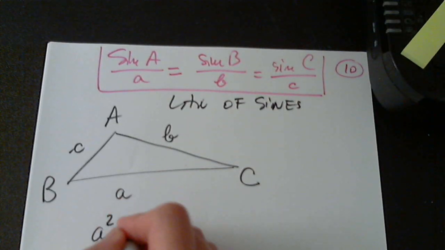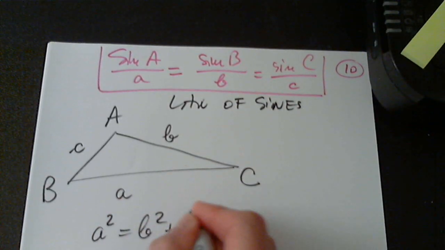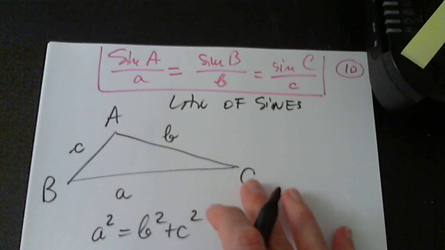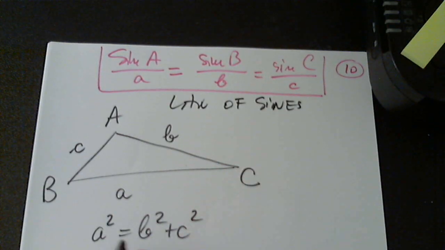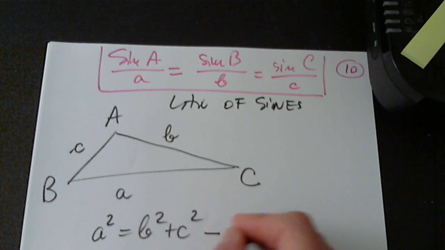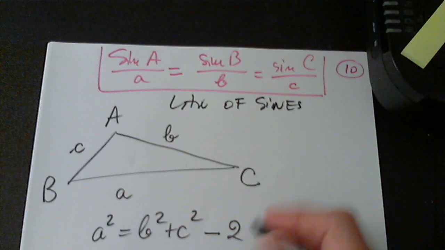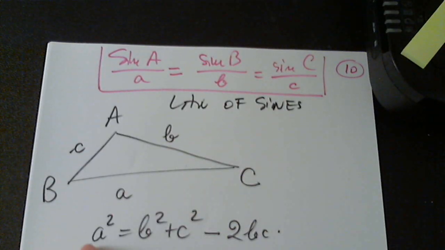A squared equals B squared plus C squared. And you can say, but what are you doing? I cannot stop here, but this is the Pythagorean theorem. Minus 2BC cosine A.